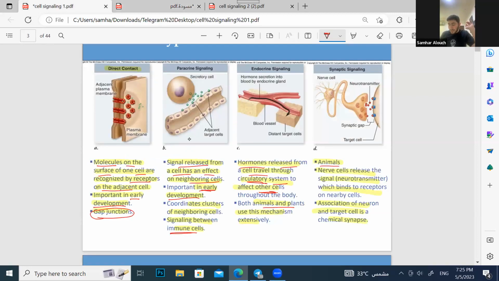So it happens in animals. It doesn't happen in plants, only animals and humans. The nerve releases the signal and binds to receptors, and it's associated with the neurons and the target cell. And the place where the synaptic neuron and the cell have the molecules bind is the chemical synapse.